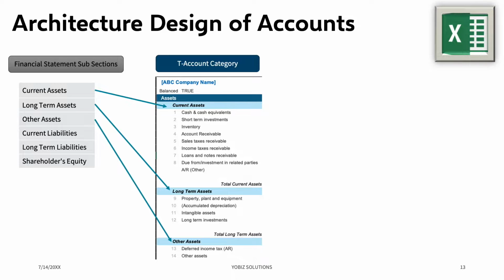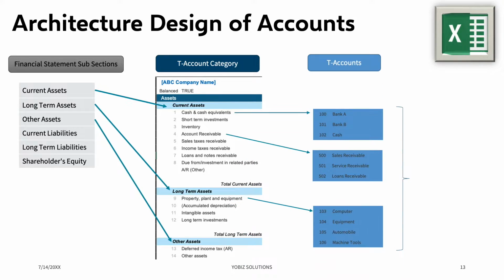Now, inside the categories is where we define our T accounts. So that is the relationship, because even though the actual transactions will be done in the T accounts, the sum of those T accounts needs to be added back into the categories, and then the categories have to be organized under the financial statement subsections. So that is the approach.